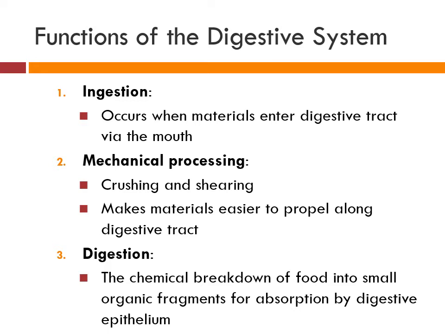Third, we have chemical digestion, which is the chemical breakdown of food into organic fragments that can be absorbed by the digestive epithelium. In order for us to be able to utilize nutrients from the food that we eat, it needs to be broken down into its smallest parts so that it can be absorbed. So that's chemical digestion.